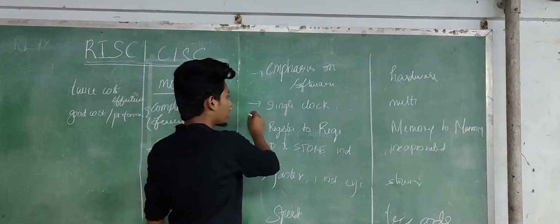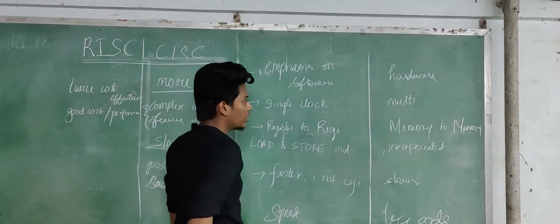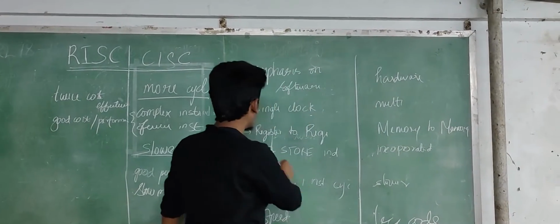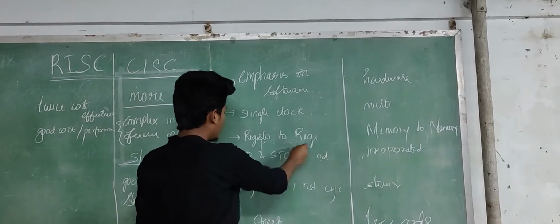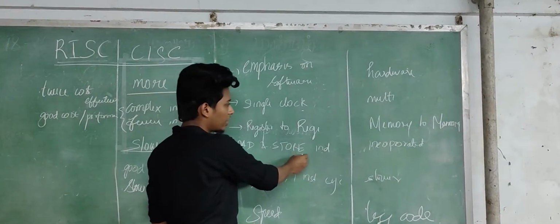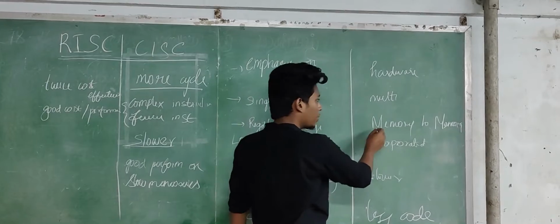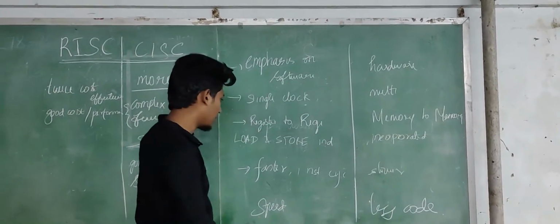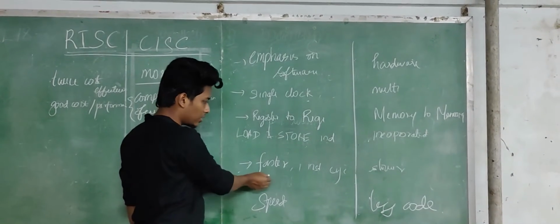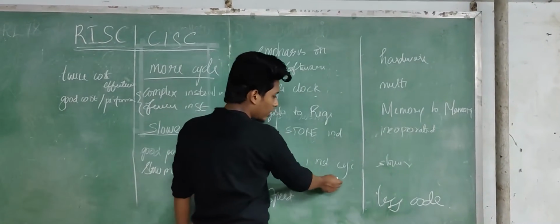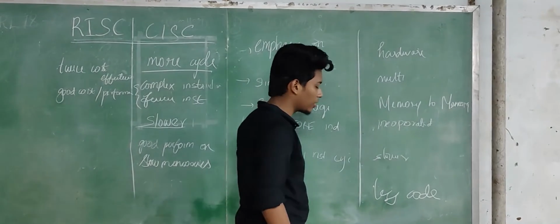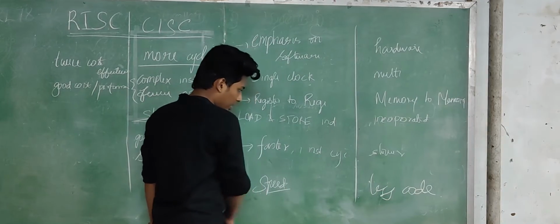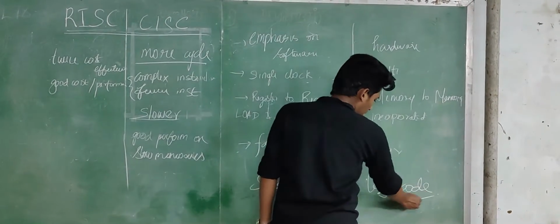RISC comprises a single clock and reduced instructions, whereas CISC consists of multi-clock and complex instructions. RISC is register to register, where load and store are independent instructions. CISC is memory to memory, where load and store are incorporated in the instruction. RISC is usually faster because it consists of one instruction cycle, whereas CISC is slower because it consists of more than one instruction cycle. The main objective of RISC is speed, and of CISC is less code.